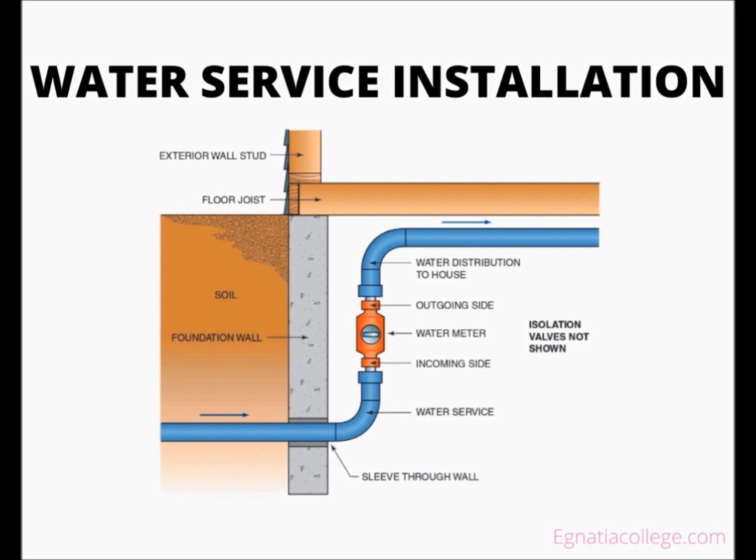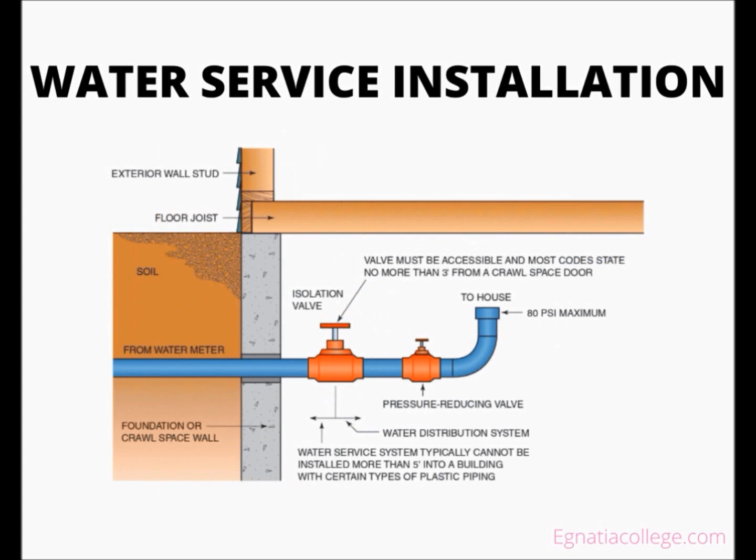Water service installation. The water service is routed to the incoming side of an interior meter and the outgoing side of an exterior meter. The municipality or community typically installs the water meter and box or vault. A connection from a municipal water service to a distribution system requires a valve and possibly a pressure-reducing valve.